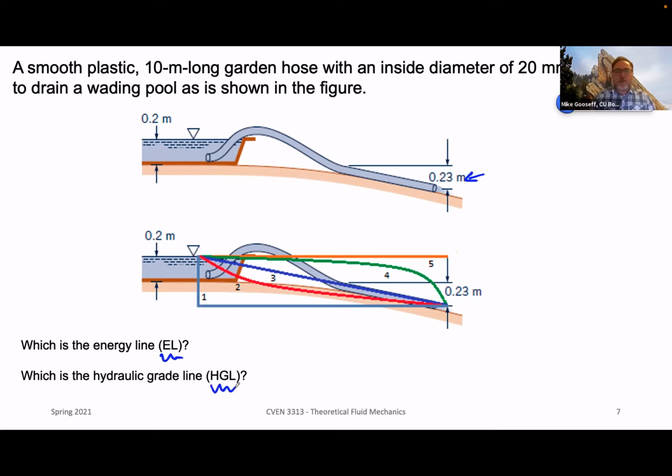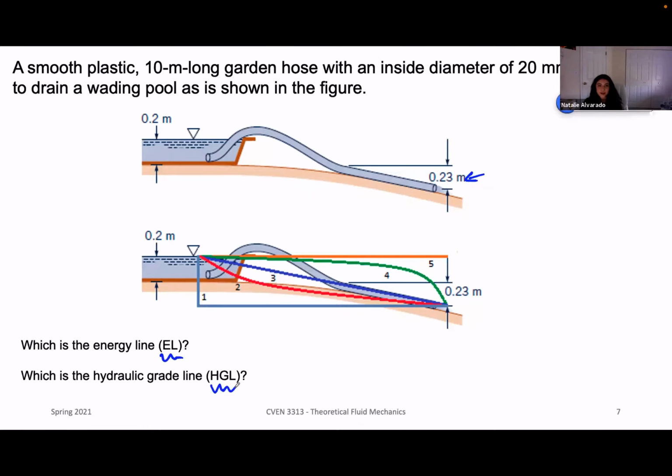Okay, so tell me what your thoughts are if anybody wants to jump in. Let's start with the energy line. Which one of these do you think is the energy line? Would the orange be the energy line since it's the height of the reservoir? Yeah, so what number is that for anybody who might be colorblind?